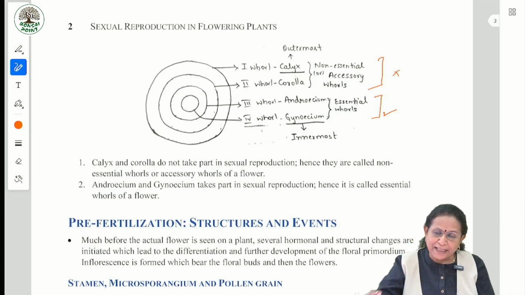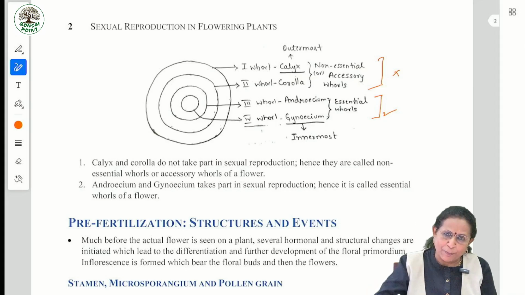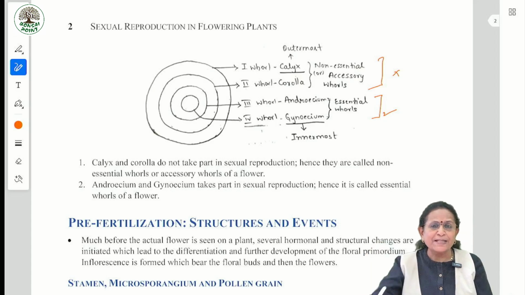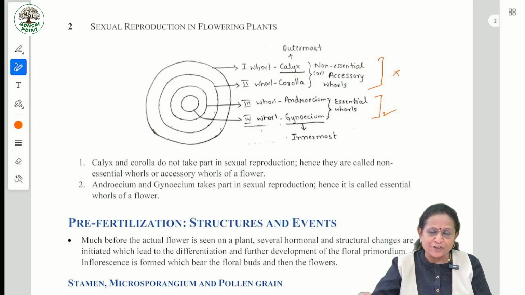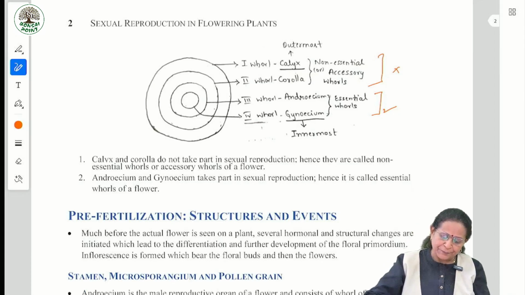Sometimes calyx and corolla are absent, but still fruits are formed. Suppose they are present, they help in pollination by attracting the insects. So, we see various adaptations among these four whorls.